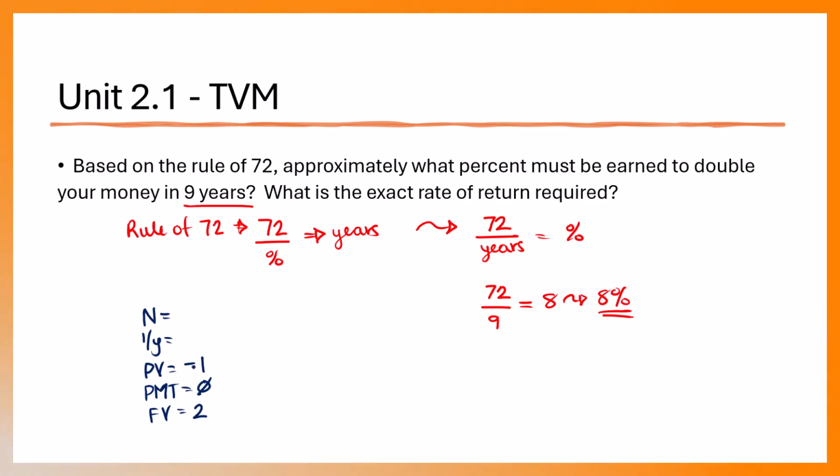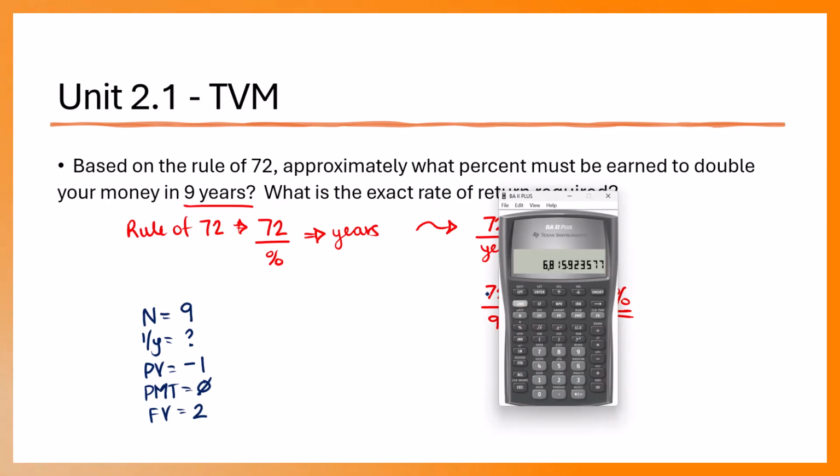If I do not put this negative sign in front of the 1, because that's an outflow, and future value is an inflow, you will not get an answer. You'll get an error message on your calculator. We're trying to solve for rate. This is the first time in all of these problems that we haven't solved for present value or future value. We're now trying to solve for the rate. We know that we want this to double in exactly 9 years.